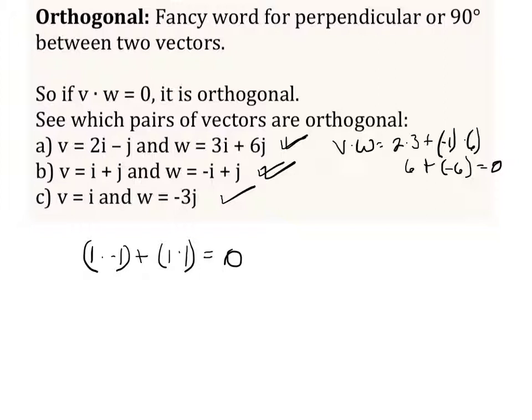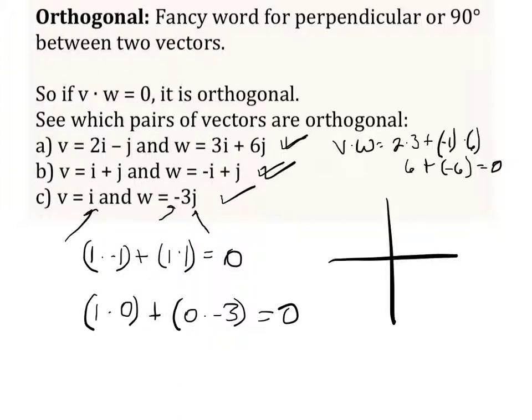And c is kind of a special case. It's also orthogonal. We have 1 times 0, because there's no i here, plus 0 times -3, so they all equal 0. Another thing you can note is that these two only have one component.